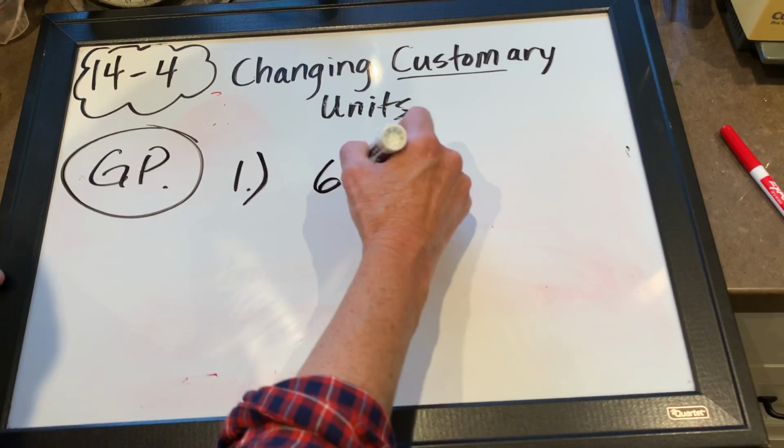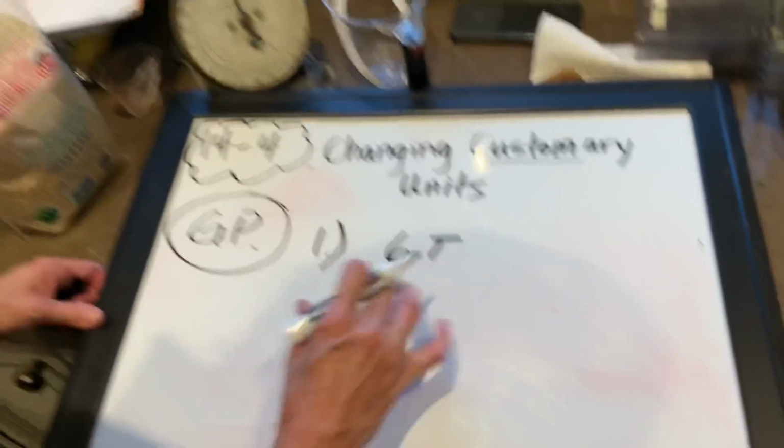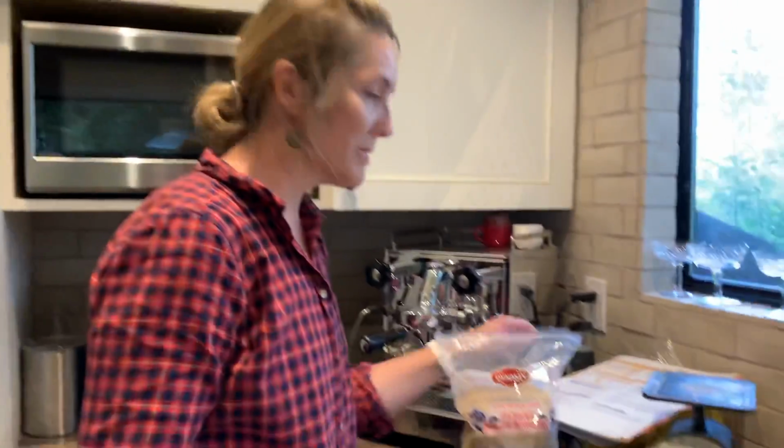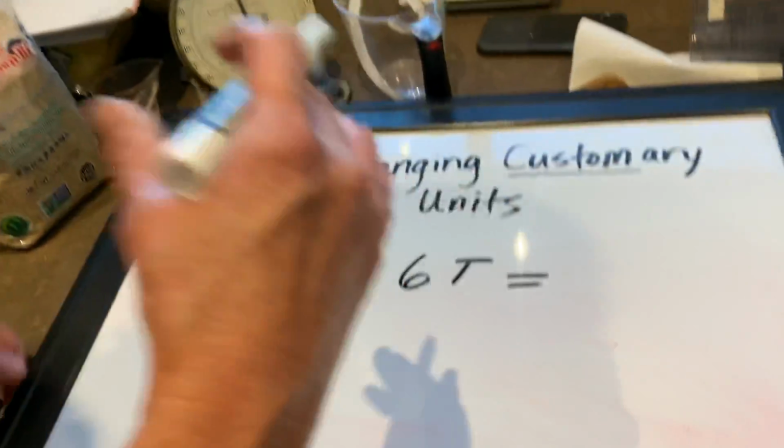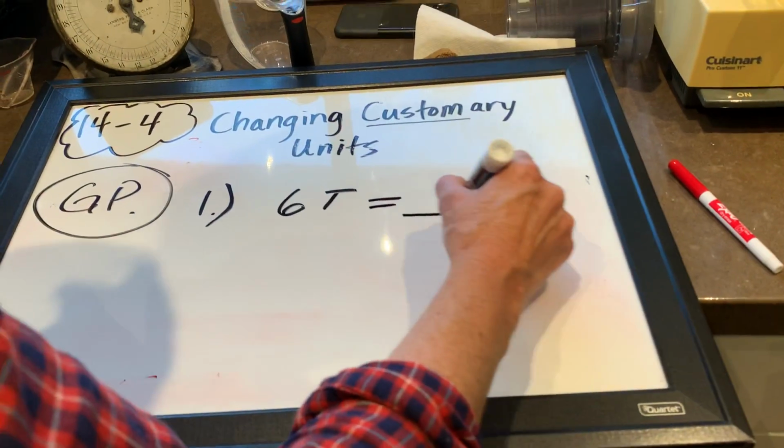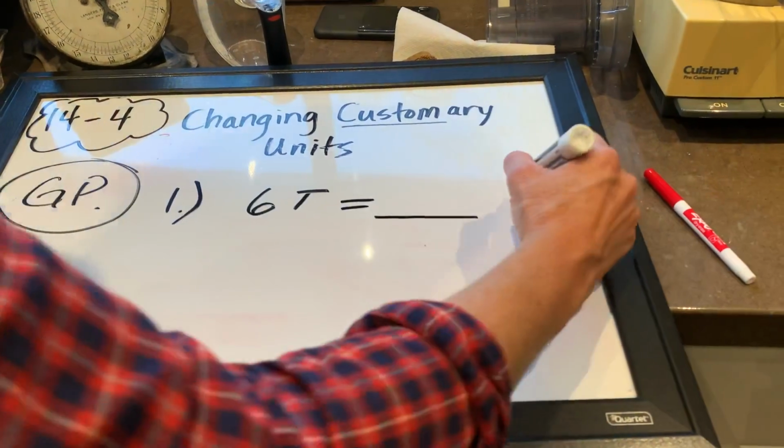Now we're going to deal with something. Yesterday I took you to the garage and I showed you something that weighed a ton. So now we're talking about 6 tons. We need to know the function of this problem. It's going to be how many pounds.